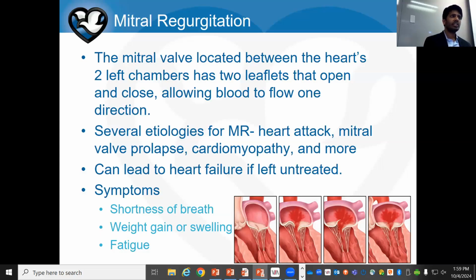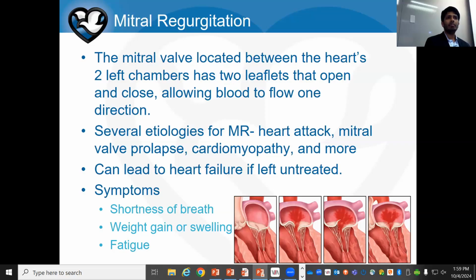And there are two major ways how the valve can be leaky. One is where the valve leaflets are a problem itself, and that causes leakiness of the valve and causes blood to leak back from the left lower chamber to the left upper chamber, which is called primary mitral regurgitation, where the leaflets of the mitral valve are the problem itself.